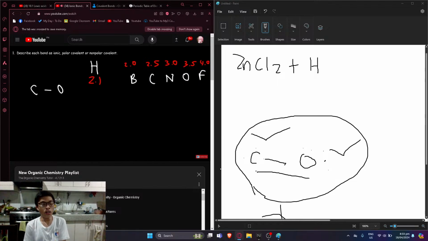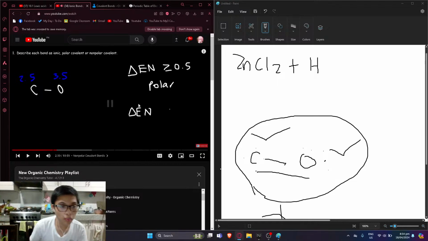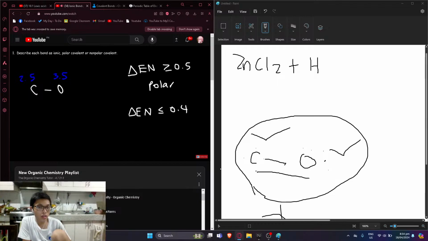So carbon has an electronegativity value of 2.5, and oxygen has a value of 3.5. If the electronegativity difference is 0.5 or more, then the bond is said to be polar. If it's 0.4 or less, then the bond is said to be nonpolar. 3.5 minus 2.5 is 1. So therefore, we can say that the carbon-oxygen bond is a polar covalent bond.